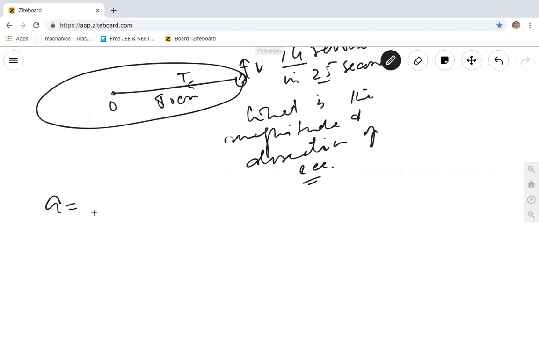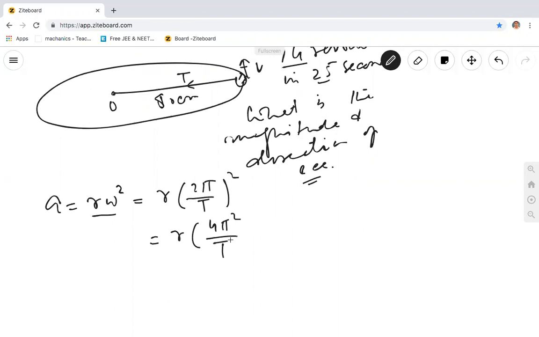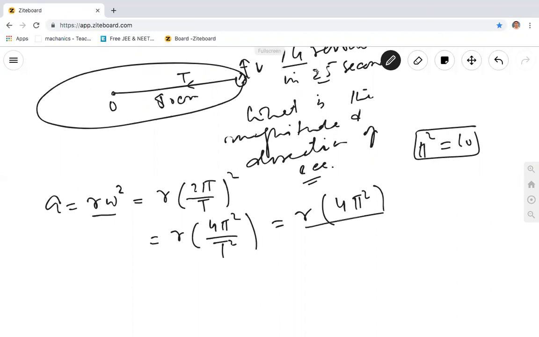But what is that acceleration? If I write r omega square, am I right? Yes, sir. If I write r and omega is 2 pi by T whole square, it is r into 4 pi square by T square. Pi square you should always write as 10. And T square, what is T if it makes 14 revolutions in 25 seconds?